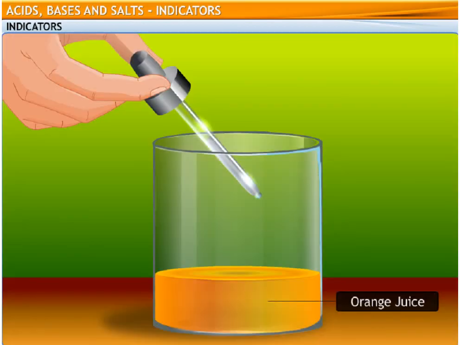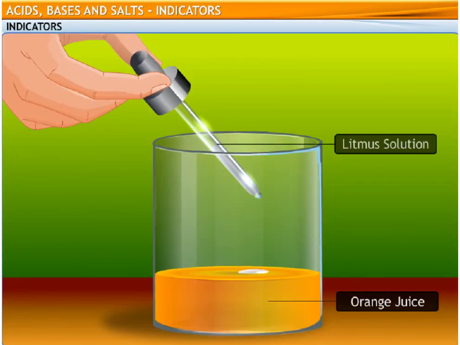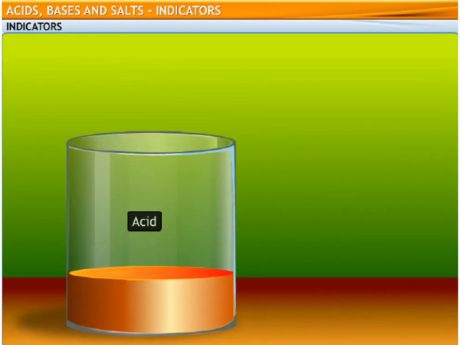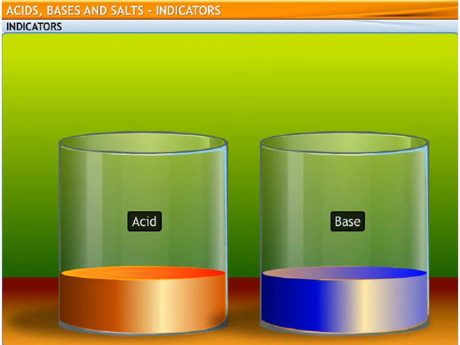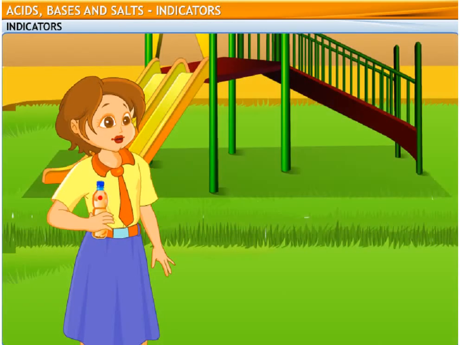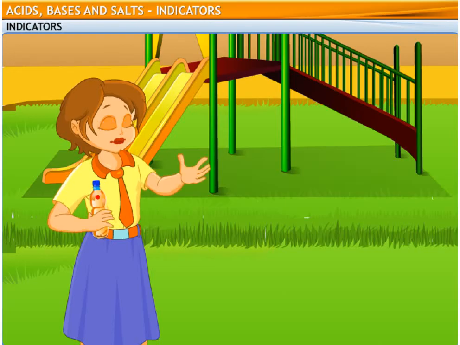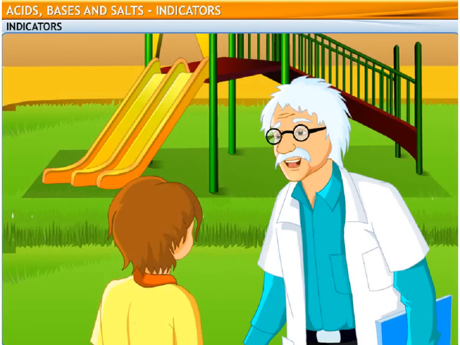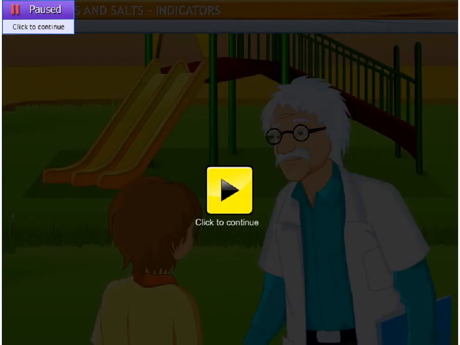See how the color of orange juice solution changes when I add the litmus to it. See, the solution turns red. This means the orange juice is acidic. If it were basic, then the color would have changed to blue instead. This is great. We have found our first acidic substance. Thank you, Mr. Wees. You're welcome. Let me see how John is doing.